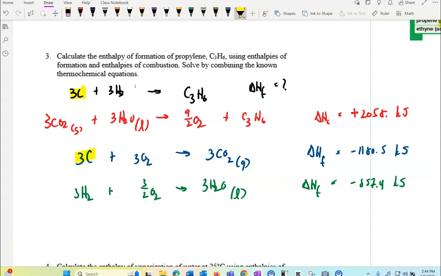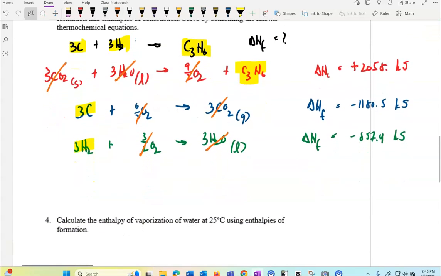3 carbons lines up with 3 carbons, 3 H2s lines up with 3 H2s, C3H6 lines up with C3H6, everything else should cancel. 3 CO2s cancels out because it gets produced in this equation, used up in this one. This one produces 3 molecules of H2O, which get used up in this one. And there are 9/2 of an oxygen molecule on the product side. Are there 9/2 on the reactant side? There are if I rewrite the oxygen as 6/2. 9/2 cancels 6 plus 3/2, and of course that works.